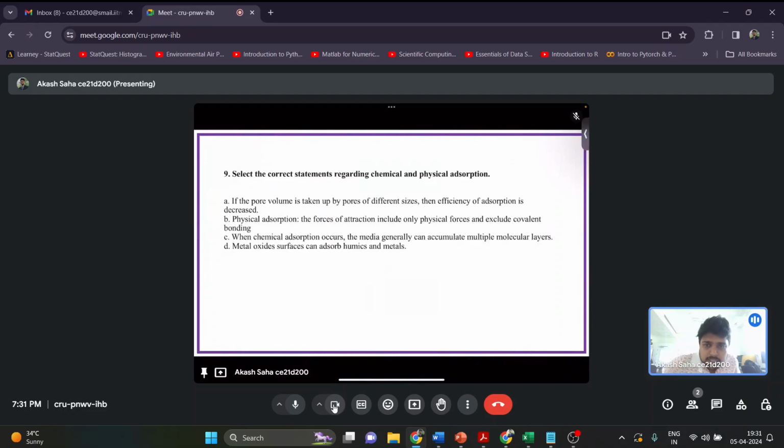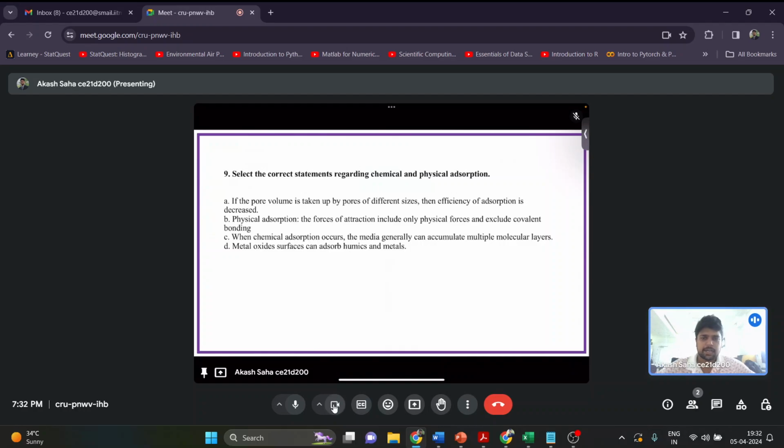Next problem. Select the correct statements regarding chemical and physical adsorption. So we have four statements here. So we have to find out which of the following is correct. So statement A says, if the pore volume is taken up by pores of different sizes, then efficiency of adsorption is decreased. Then B, physical adsorption, the forces of attraction include only physical forces and exclude covalent bonding. C, when chemical adsorption occurs, the media generally can accumulate multiple molecular layers. Option D, metal oxide surfaces can adsorb humic and metals.